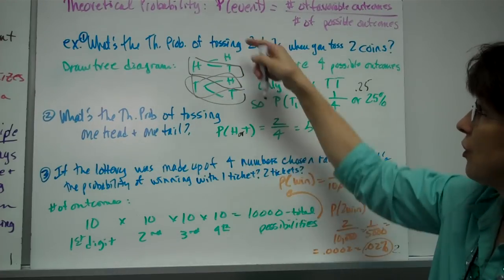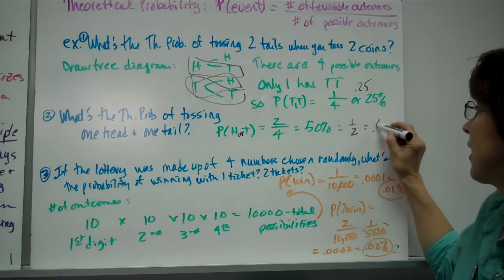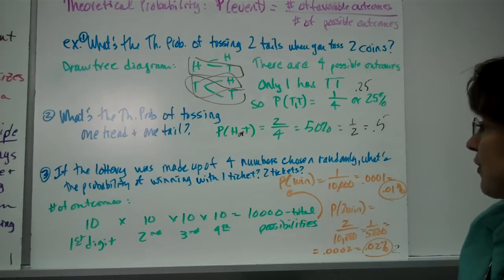And there are 2 of those out of all the 4 possibilities. So that would be 50%, or 1/2, or 0.5.